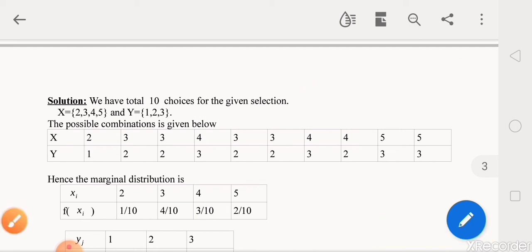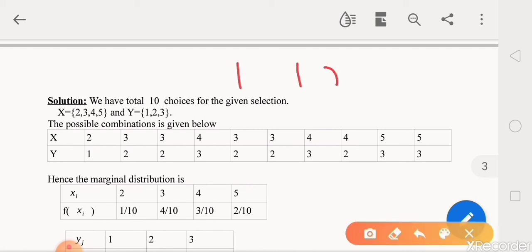Now we will consider the possible 10 choices. We have the numbers 1, 1, 2, 2 and 3. We will consider all possible x and y values. In the first set, take 1 and 1, sum is 2. 1 and 2, sum is 3. 1 and 2, sum is 3. 1 and 3, sum is 4. It's the first set. Next you start with this one. 1 and 2, sum is 3.